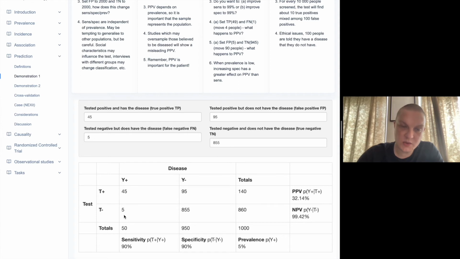Well, you basically want to move these people up here. You want to make sure that if you have the disease, your test is positive. So you don't want anybody down here. So let's move 4 of these up here. So now we have a very high sensitivity, 98%, but the positive predictive value basically didn't change. You didn't gain anything from doing that. So you've increased sensitivity by 8%, but the positive predictive value hardly changed at all. Okay, so let's set this back.